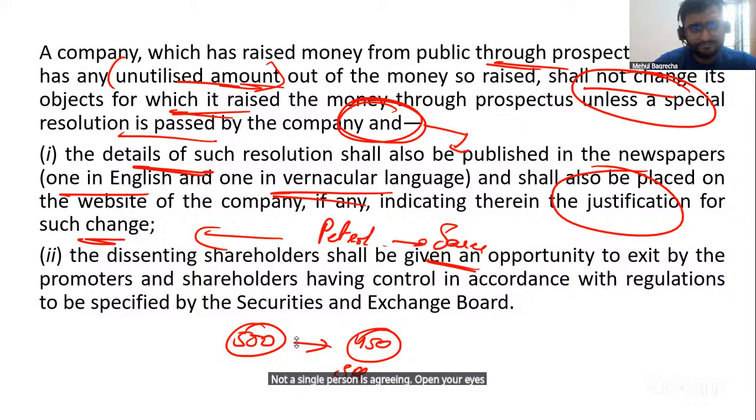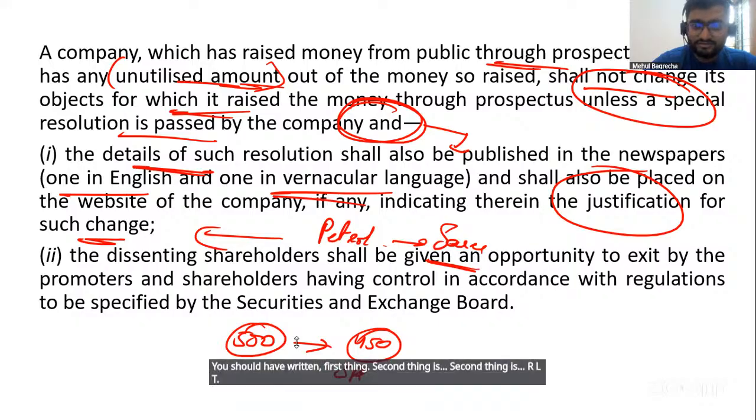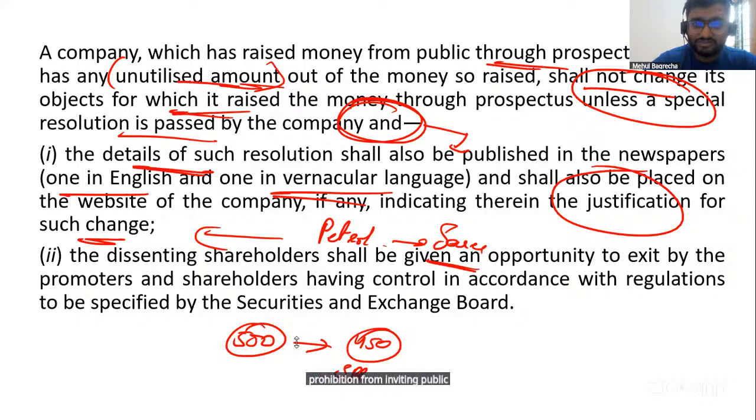Open your eyes and ears. Circle the word private limited. The entire question is nonsense. Now, Kirtana smartly didn't write the question itself. All right. Now, the point is, you should have written that first thing. Second thing is prohibition from inviting the public to subscribe to your securities. A private limited can't even do this. So the question itself is wrong.